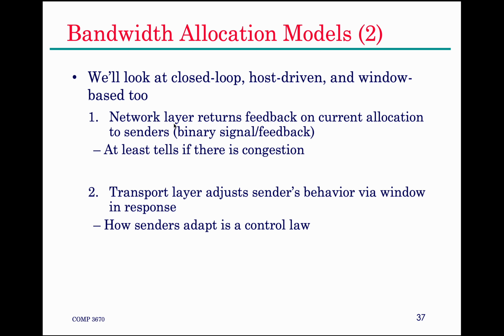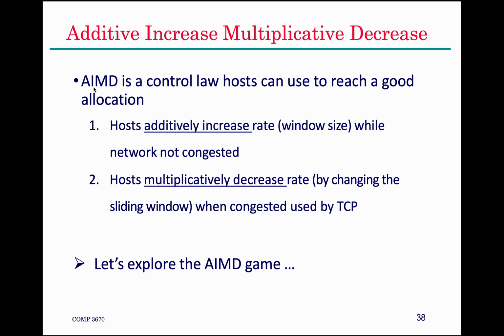So like mentioned before, the network layer returns feedback on current allocation to senders. So the network layer is responsible for telling us that the amount of traffic being sent on the network now is too much. There's congestion happening. The network layer tells the hosts that there's congestion. And then the hosts are responsible, using the transport layer, for adjusting the behavior, adjusting the amount of load that's being sent on the network. Okay, so this is what AIMD is actually used for. AIMD is a control law that can be used to reach a good allocation.